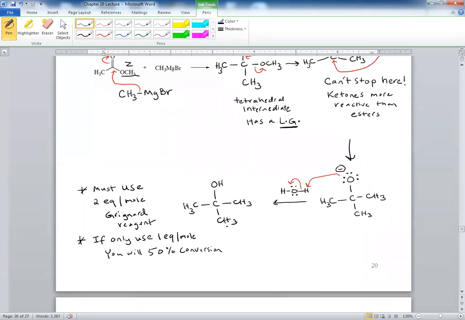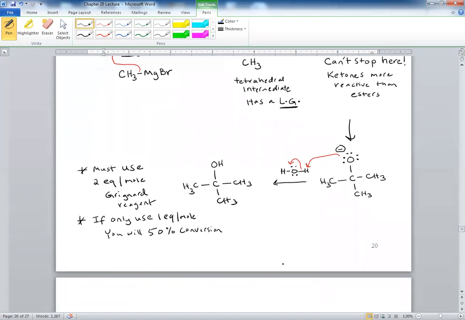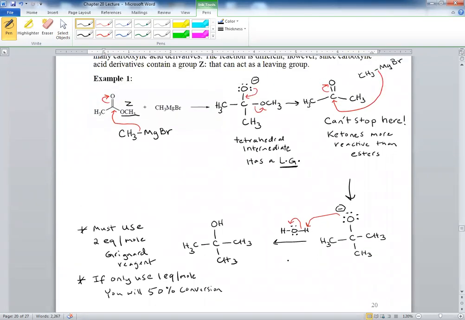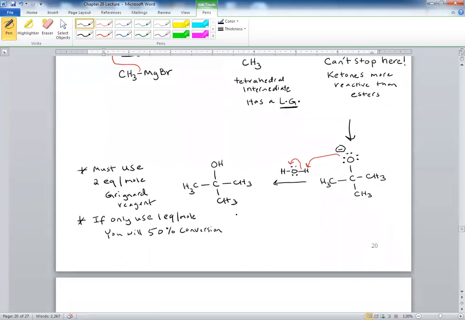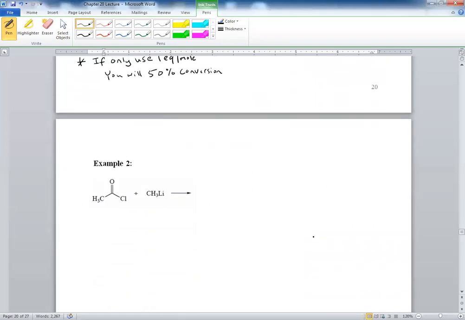In order to produce an efficient, high yield reaction, you have to use 2 moles. If you use 1, you will get a 50% conversion. So you will get a lot less because you run out of material. You will get some of it as a ketone, and then some of it as an alcohol, which is not a very efficient reaction. Now, let's go to the next reaction.